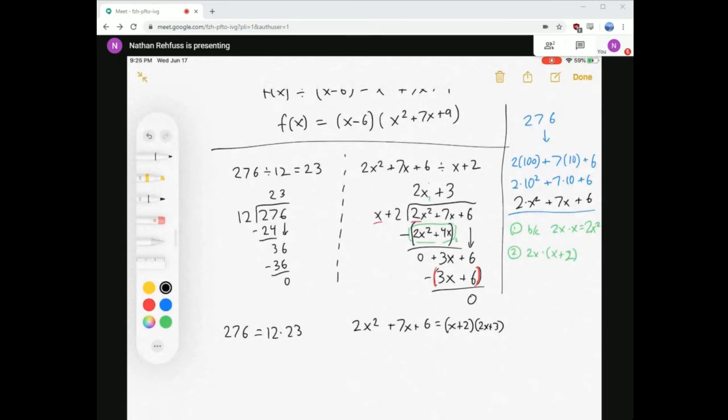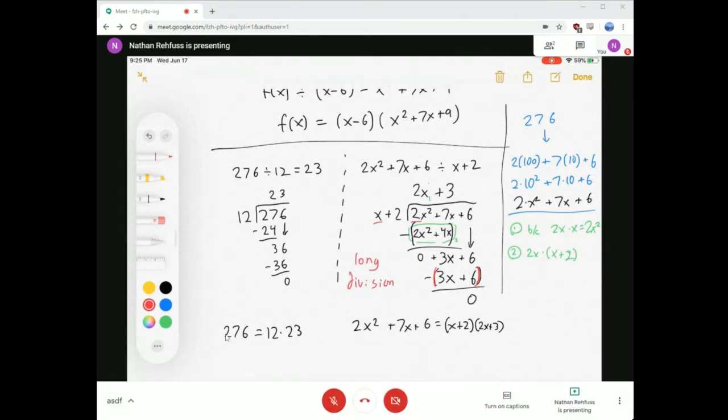So that's the name of this thing, long division. And that's all there is to it. Just like 2 times 10 squared plus 7 times 10 plus 6 equals 10 plus 2 times 2 10s plus 3, 2x squared plus 7x plus 6 equals x plus 2 times 2x plus 3. It's practically the same problem. It's just instead of having tens and hundreds and thousands in your place values, you have x's and x squareds and x cubes.